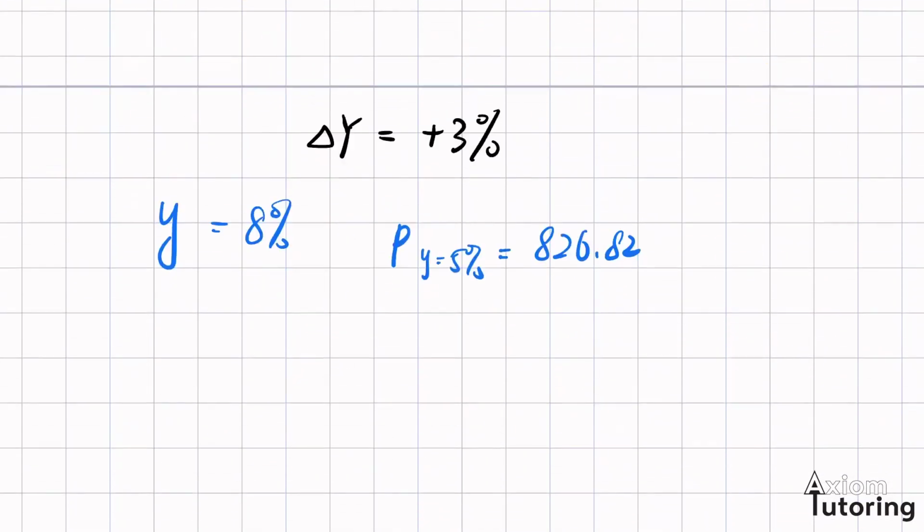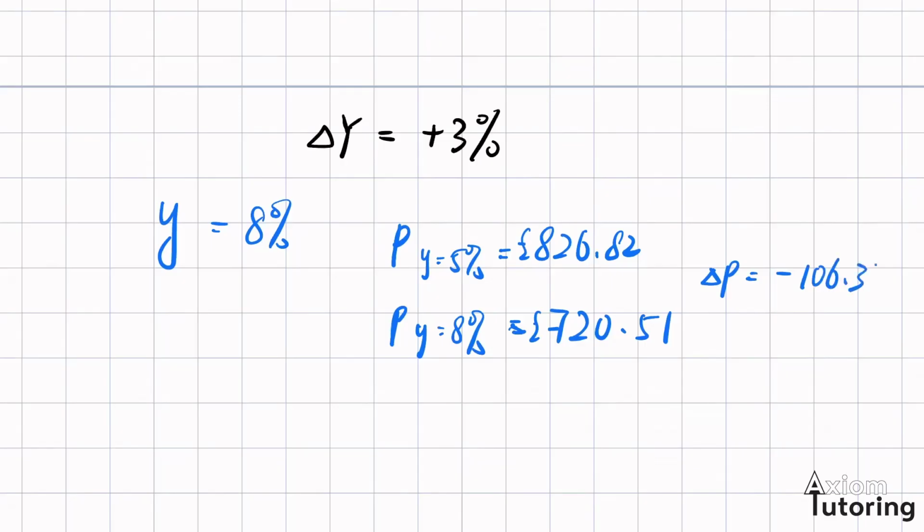Okay, but now let's change it to 8%. Then you can plug in the numbers again. Just by changing the 1 plus y, or the discount rate, during the calculation for the price, you should get the new price of £720.51. Okay, so that's the new price. So the accurate difference in the price is going to be minus £106.31. Okay, that's the real difference.